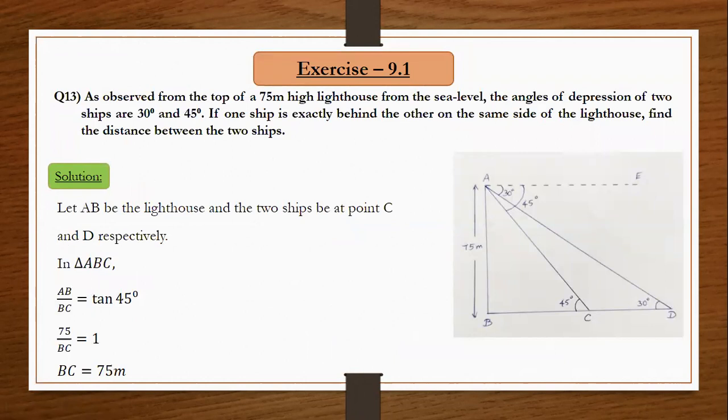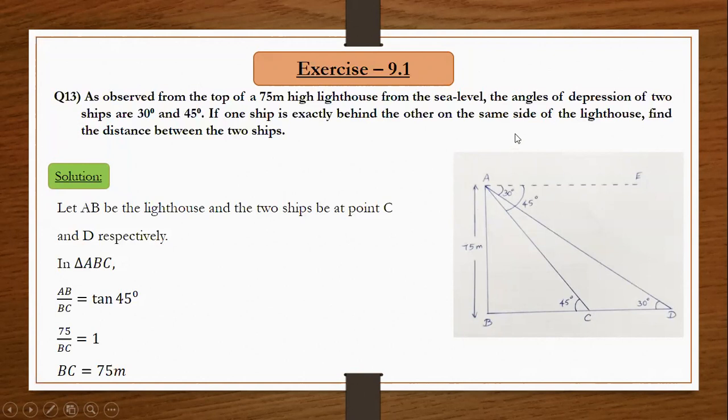Question number 13. As observed from the top of a 75-meter high lighthouse from the sea level, the angles of depression of two ships are 30 degrees and 45 degrees. If one ship is exactly behind the other on the same side of the lighthouse, find the distance between the two ships. So we have a 75-meter high lighthouse, AB the lighthouse.